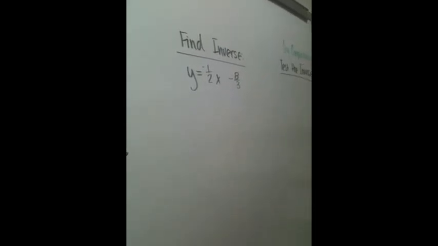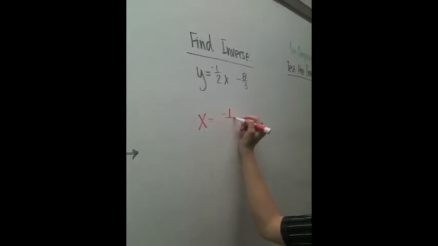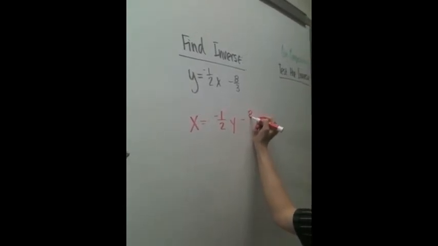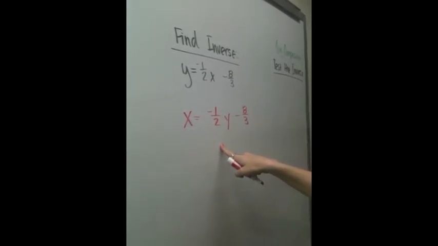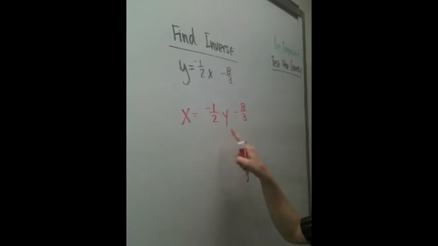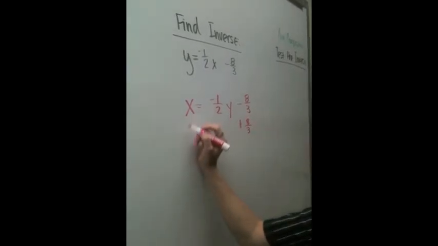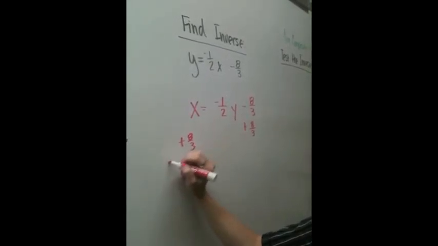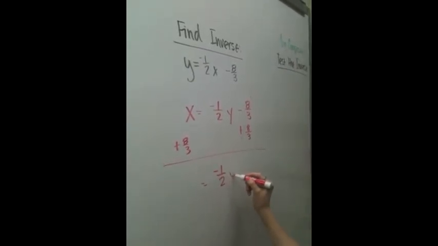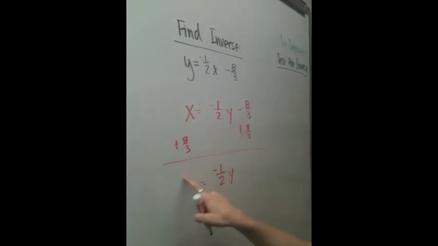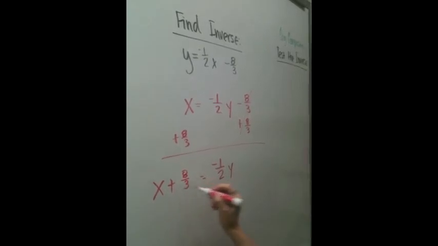Then I trade out my x and y's. So that'll be x is equal to negative 1/2 y minus 8 over 3. Now what am I going to do? Isolate y. Solve for y. So I'm going to add this guy to both sides. Cancels that out. Leaves me with negative 1/2 y on the right. On the left hand side I've got positive x and a positive 8 over 3.